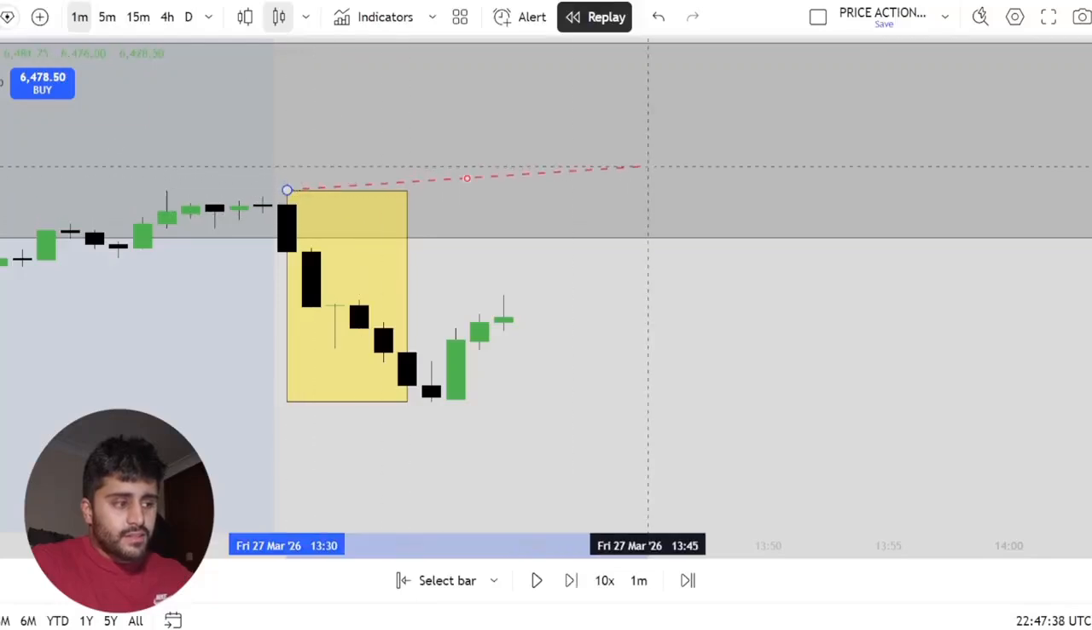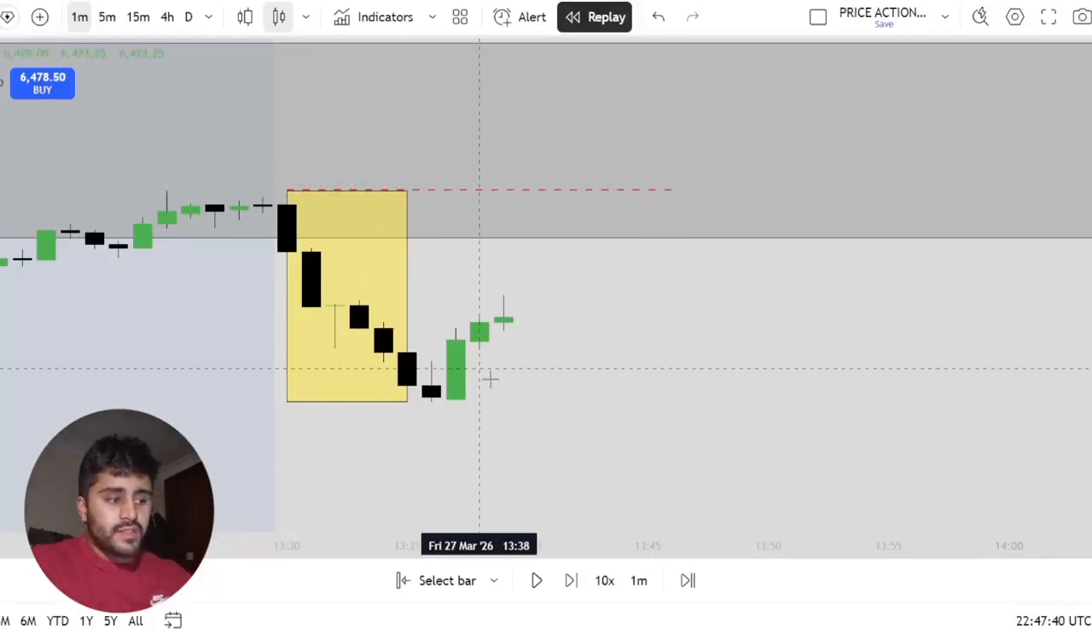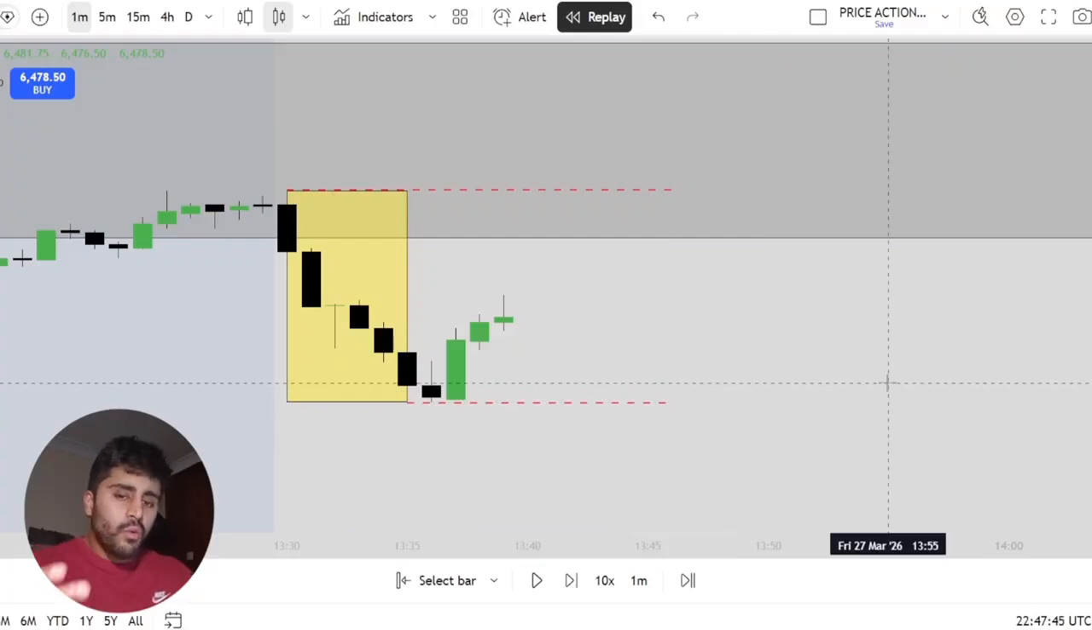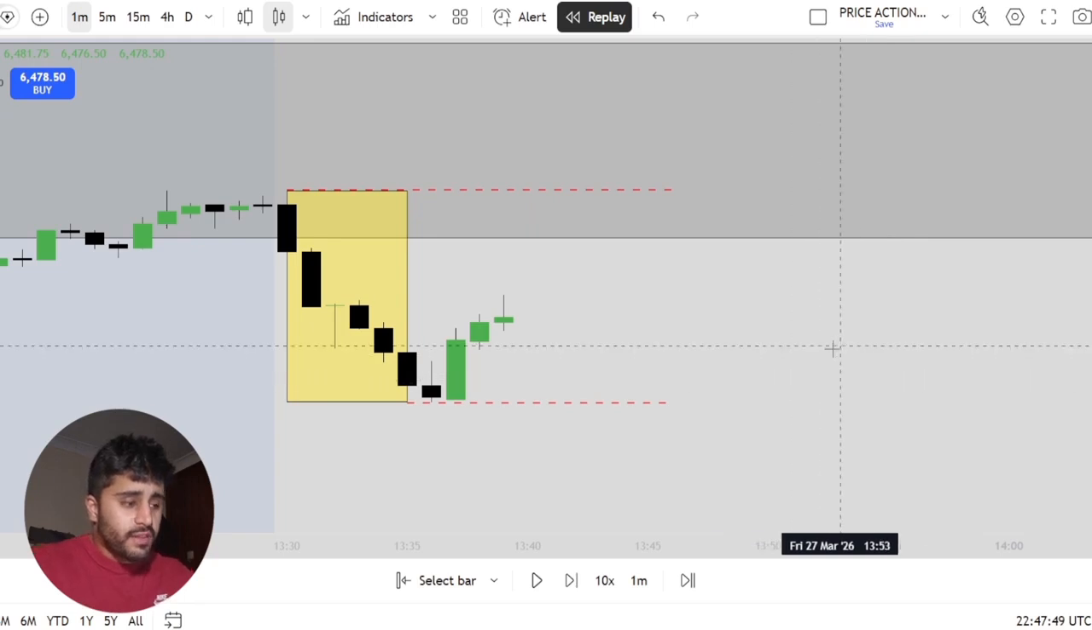This here doesn't, you're not supposed to draw lines like this. This is not how you trade ORB, right? The opening range breakout. You want to trade ORB in line with where your key levels are and the absorption. I'm going to write that down.